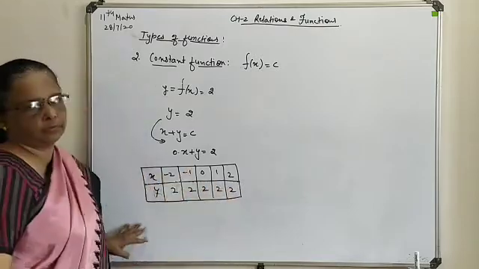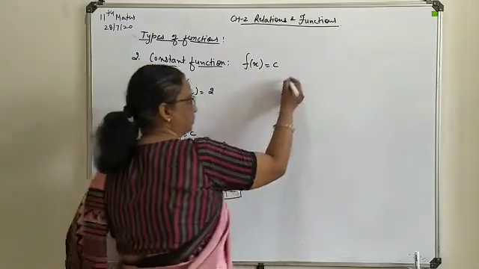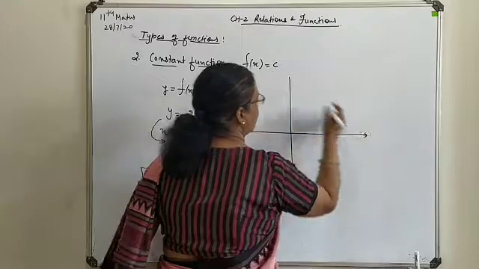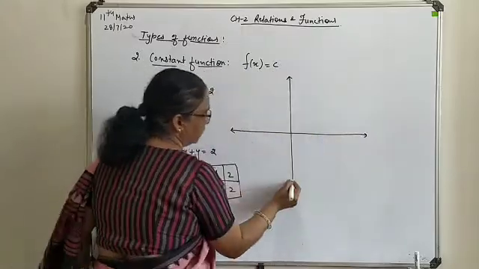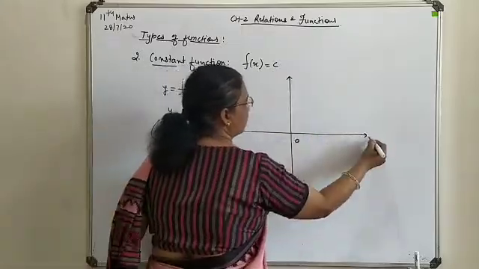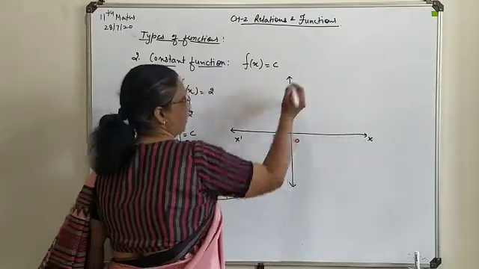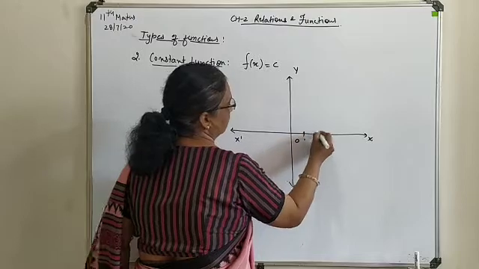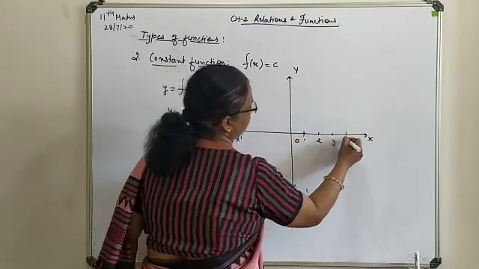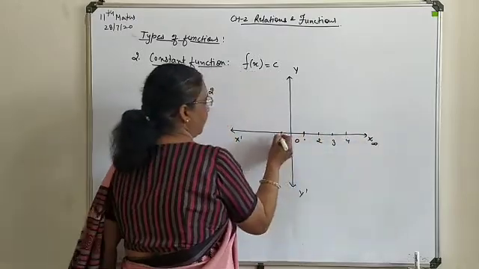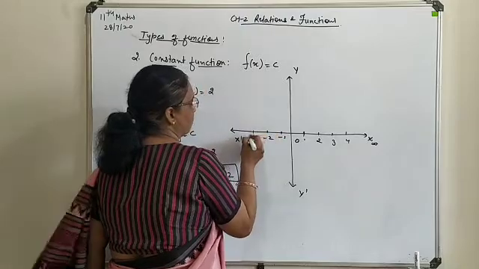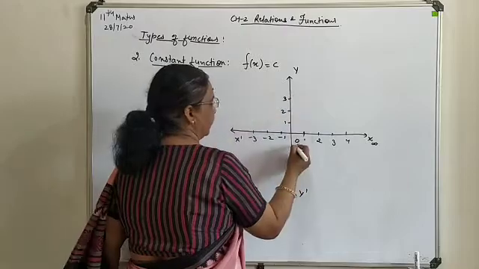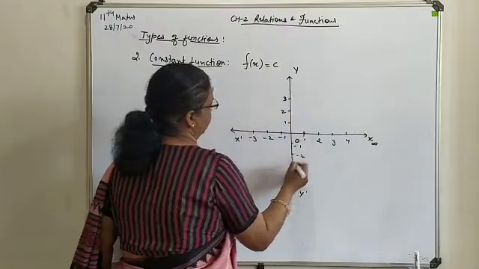Now we are going to plot this on a graph. Here x is varying, this is your x, the negative direction, and regarding y, this is 1, 2, 3, 4 up to positive infinity, and -1, -2, -3. This is 1, 2, 3 like that. This is -1, -2.